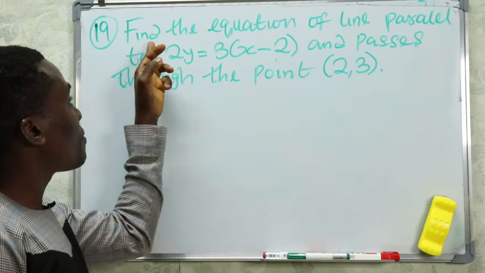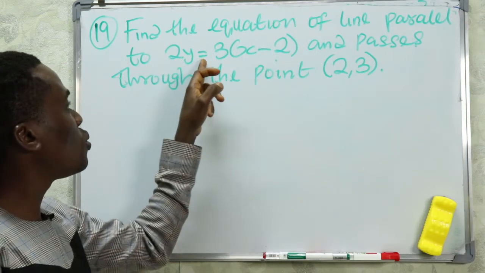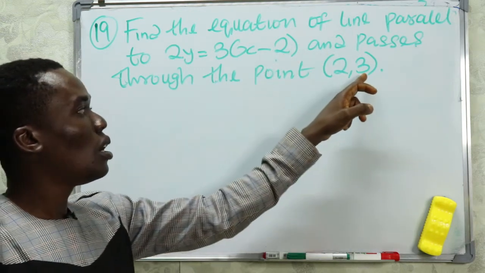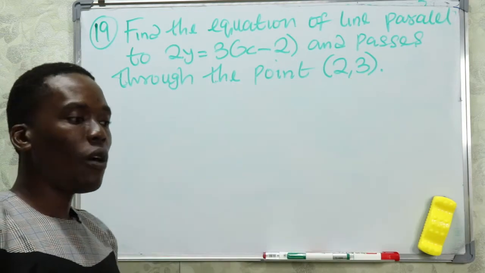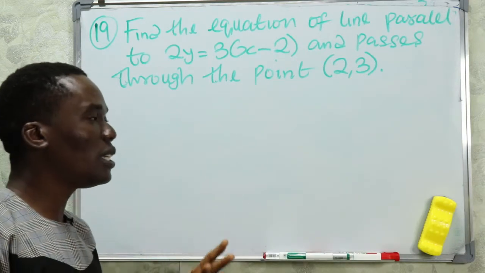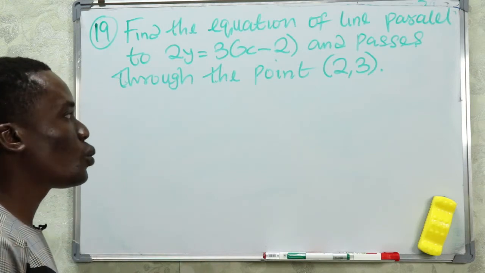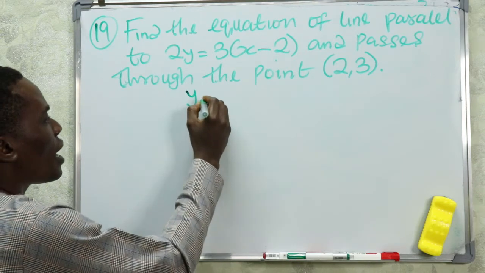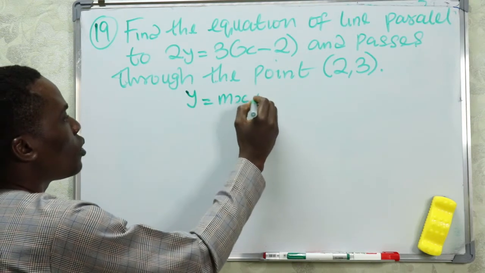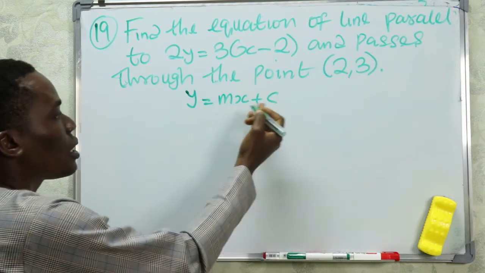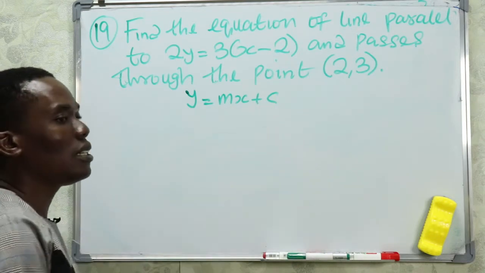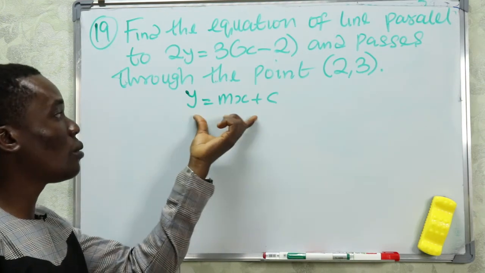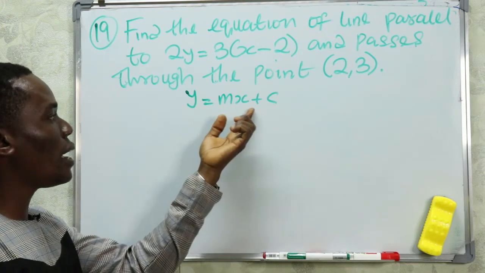Question number 19 says: find the equation of a line parallel to 2y equal to 3x minus 2 and passes through the point (2, 3). Now I want you to note three things before we solve this. The equation of any straight line is y equal to mx plus c, where m is the gradient and c is a constant. That's the equation of any line.